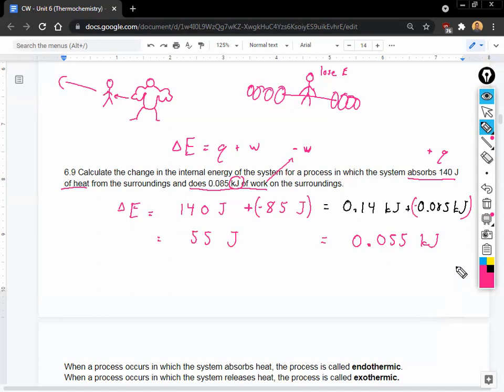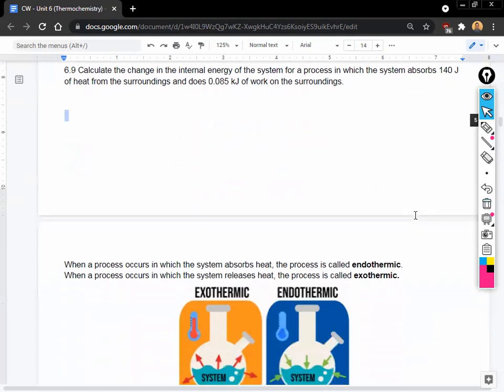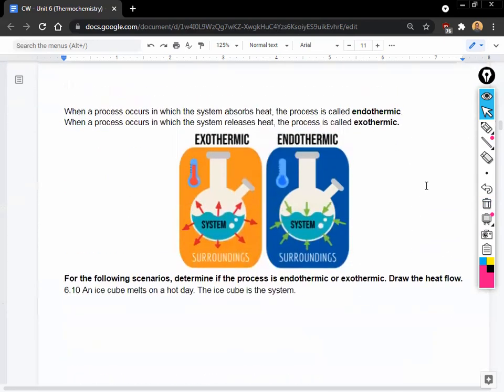Alrighty, so let's move on to the next part. Here we're going to be looking at system and surroundings again. Now we're going to be going more into actual chemical reactions, and so you guys need to go over a little bit more vocab.